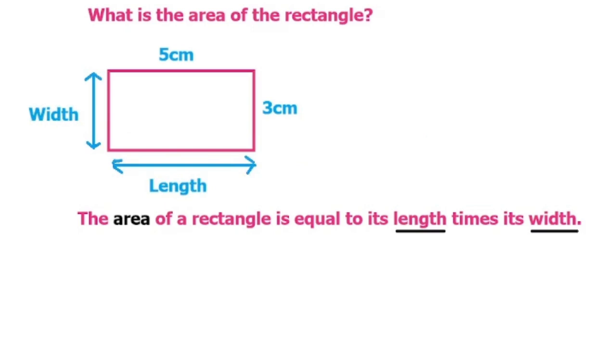So area is length times width. So let's go here. So here is the equation for that. Area equals length times width. So if we put in, we know the length is equal to 5, so area is going to equal 5 times the width, which is equal to 3. So we put that in.